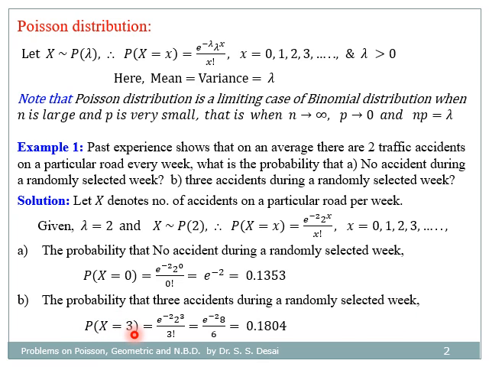Second bit, the probability that there are 3 accidents during a randomly selected week is equal to probability that X is equal to 3. By substituting lambda equal to 2 and x equal to 3 in the PMF of Poisson distribution, and by simplification, it gives us the final probability 0.1804.